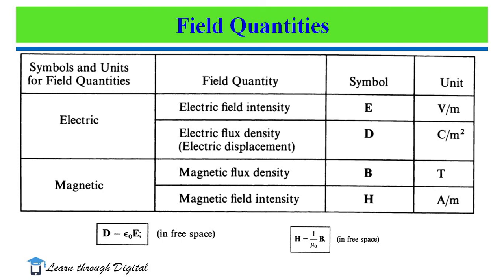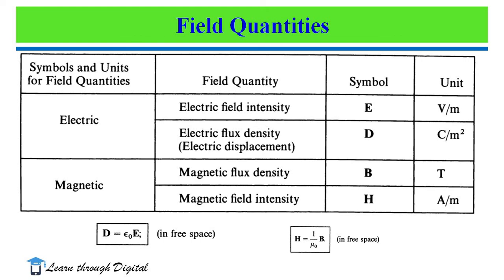Next we move on to the field quantities. There are four fundamental field quantities in electromagnetics: electric field intensity, electric flux density, magnetic flux density, and magnetic field intensity. These quantities are listed here with their symbols and units. Electric field intensity is represented as E vector. Here vectors are represented in boldface letters. So electric field intensity is E vector, and the unit is volt per meter.